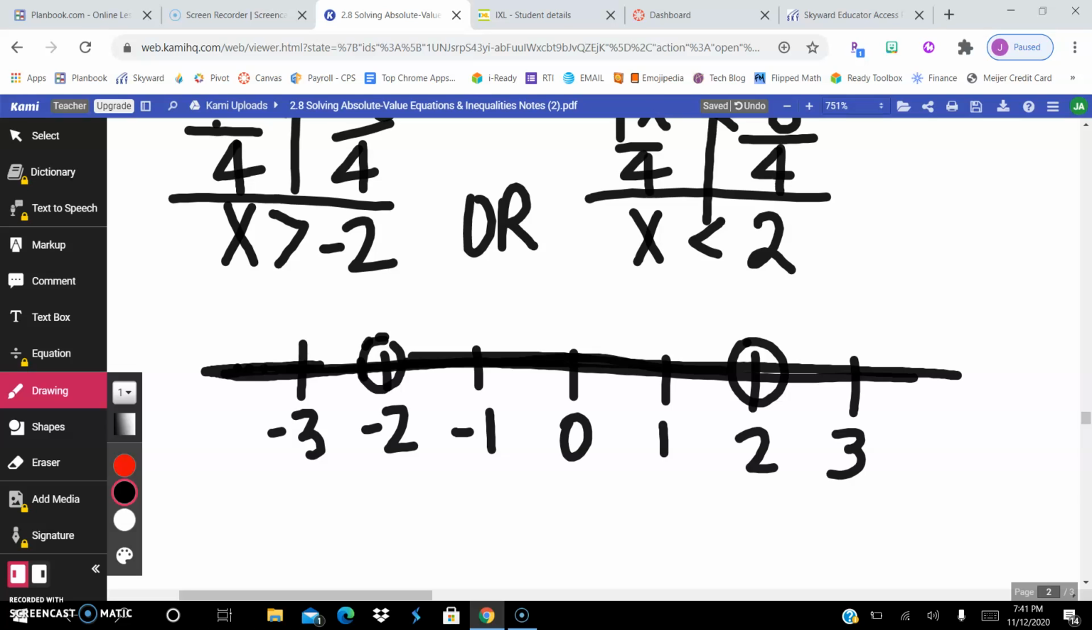And because this is an or, we learned yesterday that only one of these has to be true. So this could be all real numbers because all the numbers greater than -2, and then all of the numbers smaller than 2, that takes care of every single number on this number line forever in both directions. So if we were to write our interval notation, we would say it's from -infinity to +infinity.